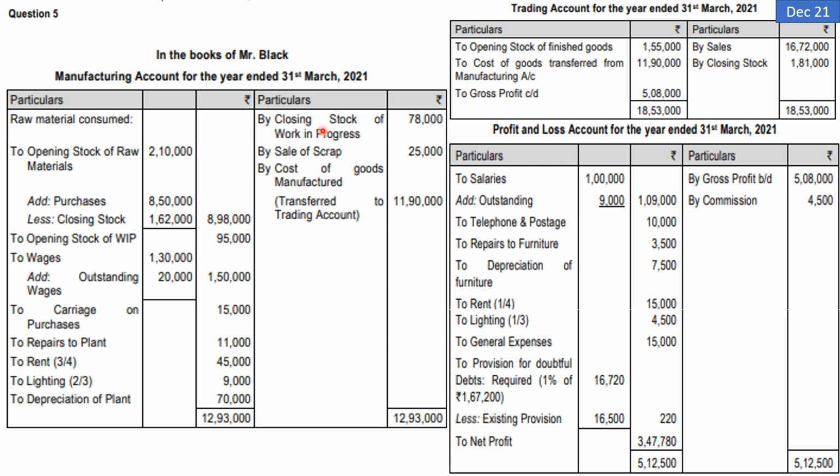Then closing stock of WIP. Remember, closing stock of raw material is deducted from combined amount of opening stock and purchases of raw material. But closing stock of WIP is not deducted, it is shown on the credit side. Sale of scrap, and then the balancing figure is called as cost of goods manufactured. This 11,90,000 will be transferred to trading account debit side.